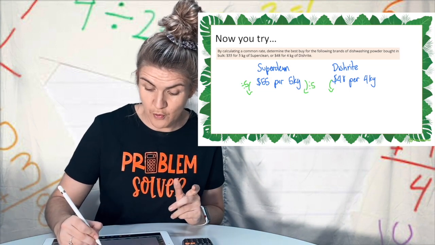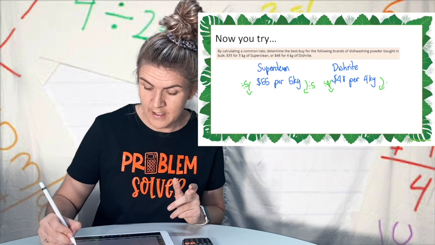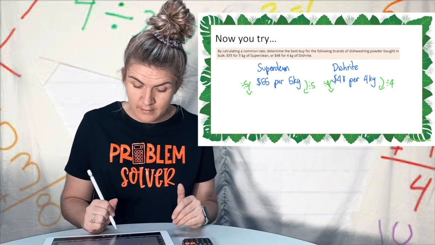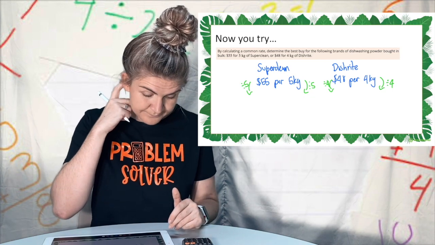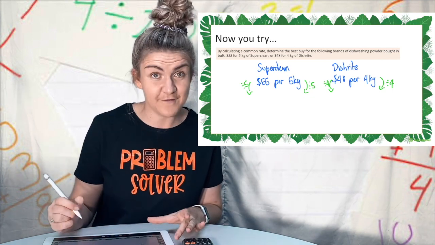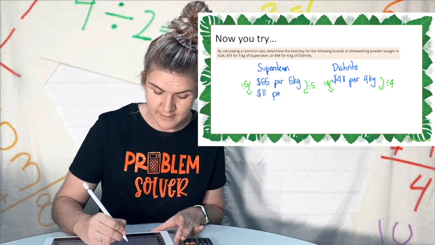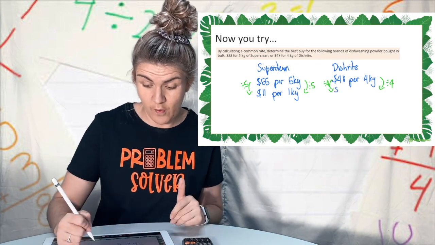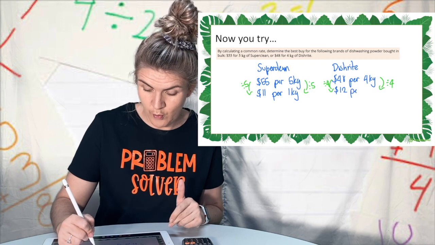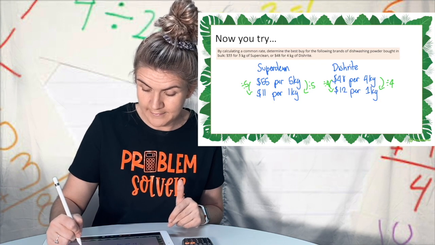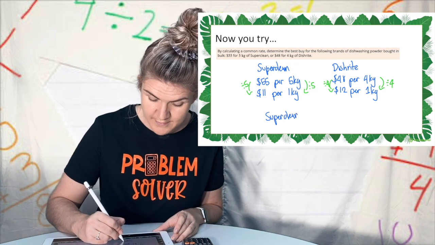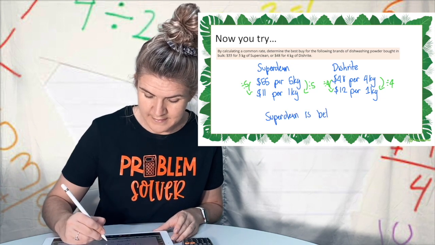Don't forget, I have to show all this working every time. It's really important that I show my teacher what I'm doing. All right, 55 divided by 5 is 11 per 1 kilogram. And 48 divided by 4 is 12 per 1 kilogram. So I need to write my sentence. Super Clean is better value.